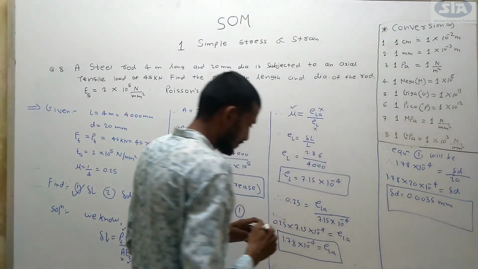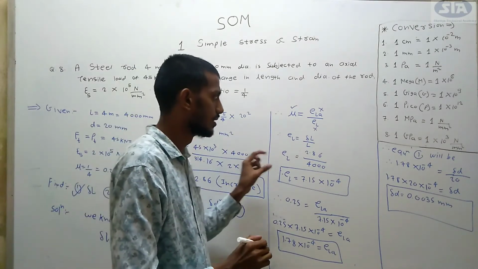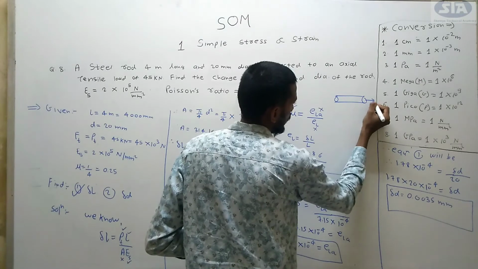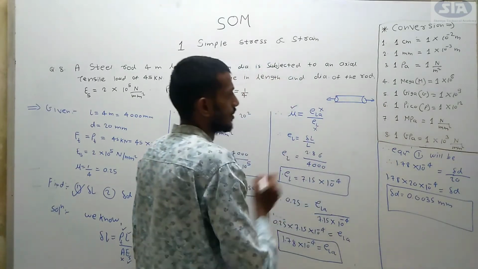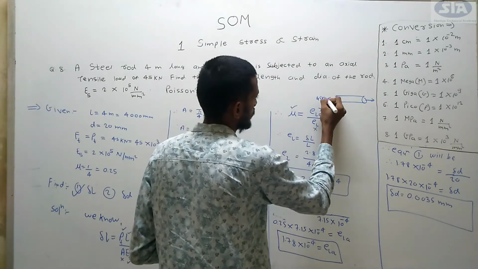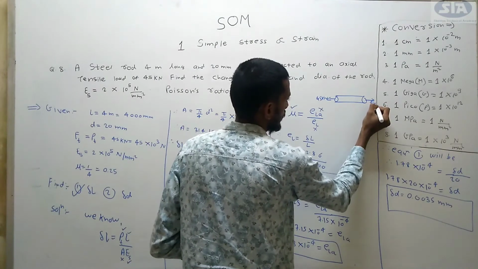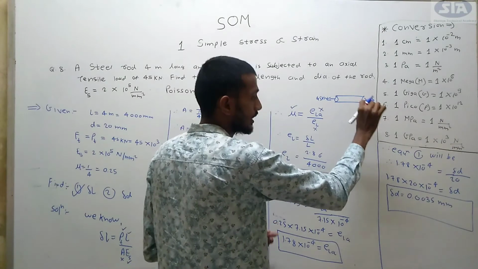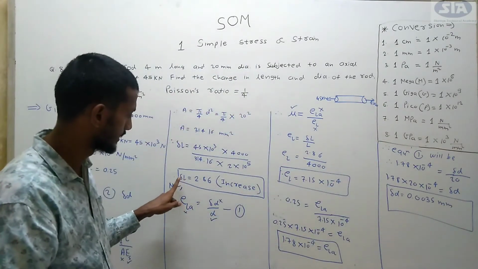Okay, now we are applying force on the rod. This force is tensile force. We are applying 45 kN on both sides, here also 45 kN on both sides. Then its length will increase and its diameter will decrease. That's why we are writing delta L.